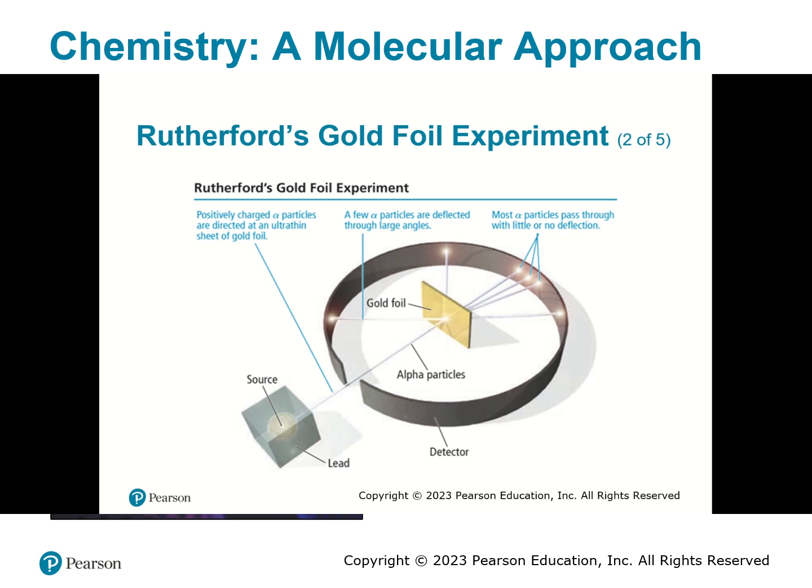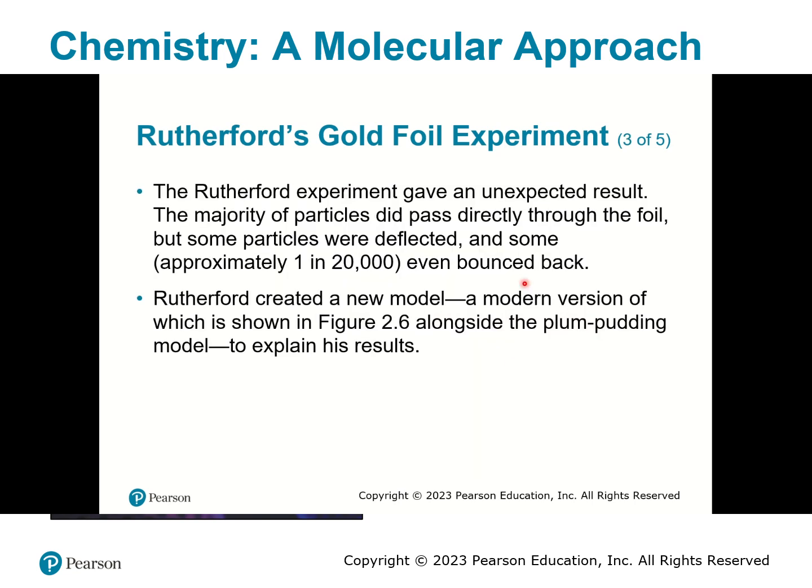In this experiment, positively charged particles are directed from the source, with the lead block, at an ultra thin sheet of gold foil that you can see here in the center. The sheet stands upright at the center of the detector, which forms a circular wall around it with a gap across from the source. When the alpha particles hit the gold foil, a few are deflected through large angles back at the detector. Most alpha particles pass through with little or no deflection, as you can see.